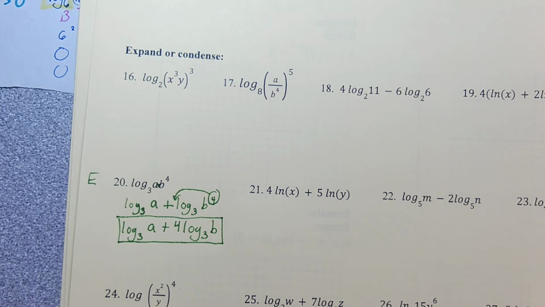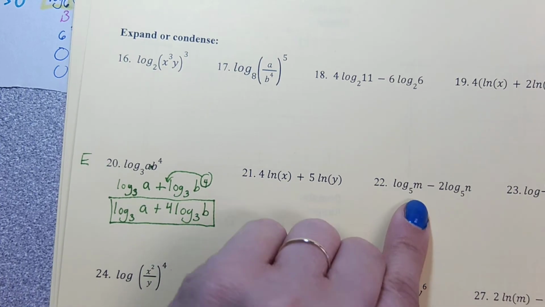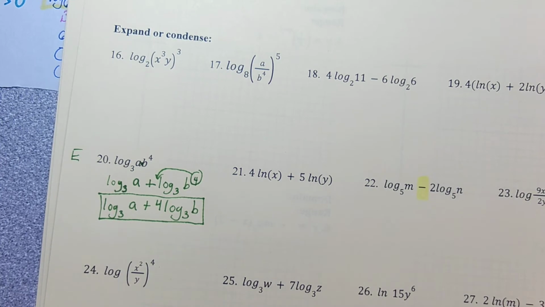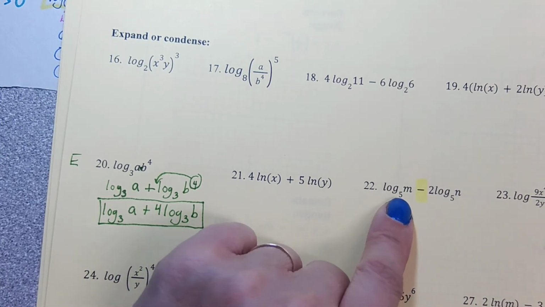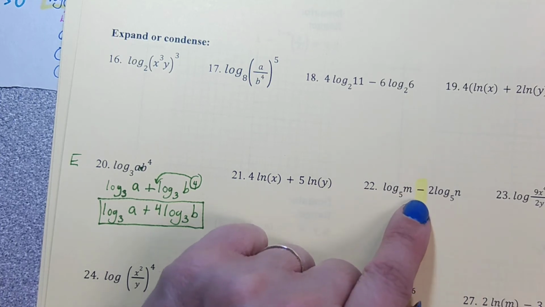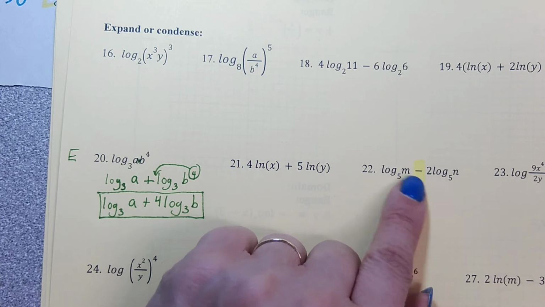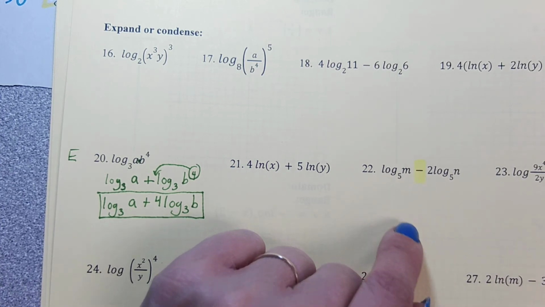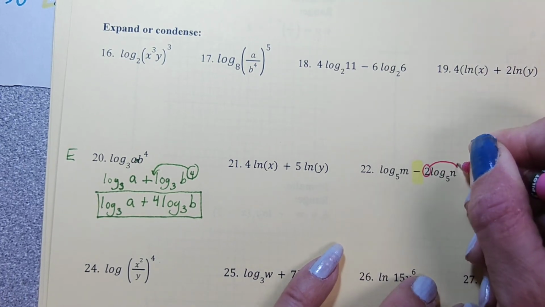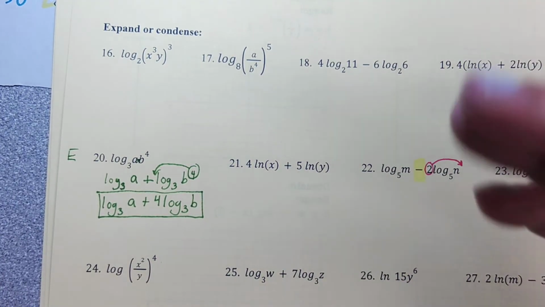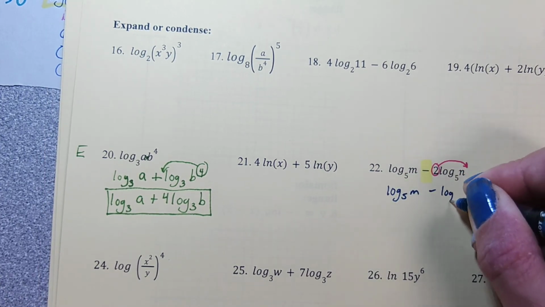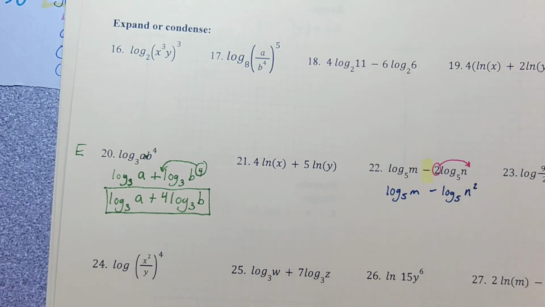Now, the flip side of that is a problem like 22. These ones are separated by subtraction, but why can't I condense these right away? The coefficient. You cannot condense logs that have coefficients. So if I want to condense this into a single log expression, we first have to send that 2 to the clouds. So I'm going to back it up as a power of the n. So log base 5 of m minus log base 5 of n squared.